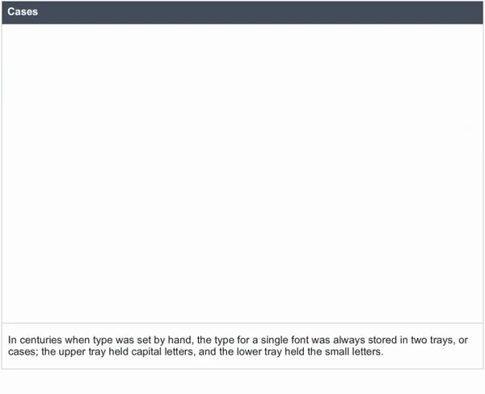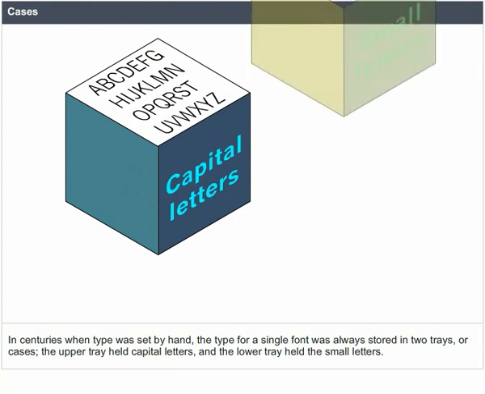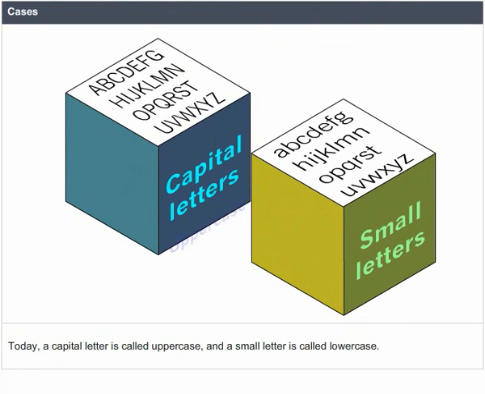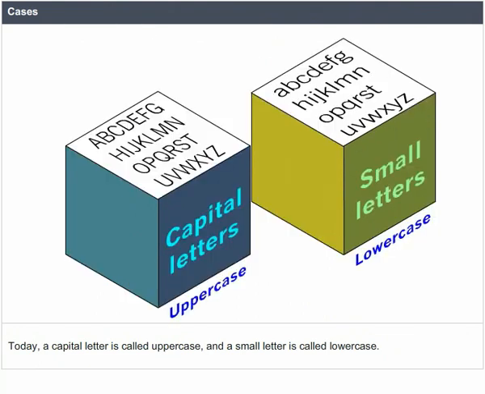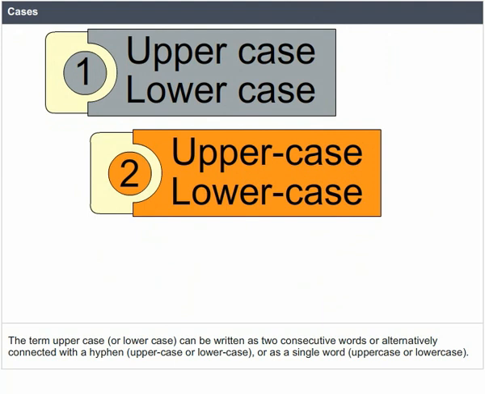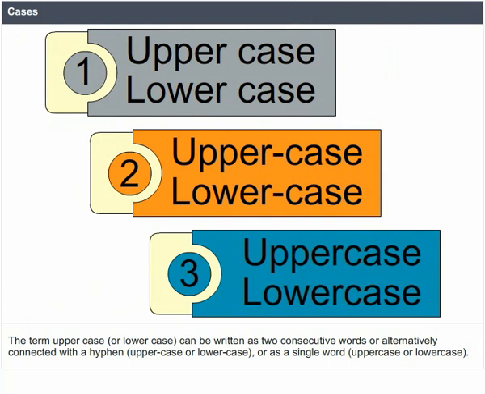Cases. In centuries when type was set by hand, the type for a single font was always stored in two trays or cases. The upper tray held capital letters and the lower tray held the small letters. Today, a capital letter is called uppercase and a small letter is called lowercase. The term uppercase or lowercase can be written as two consecutive words, or alternatively connected with a hyphen, upper-case or lower-case, or as a single word, uppercase or lowercase.